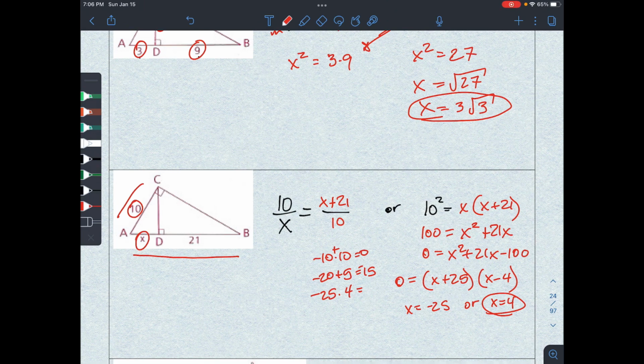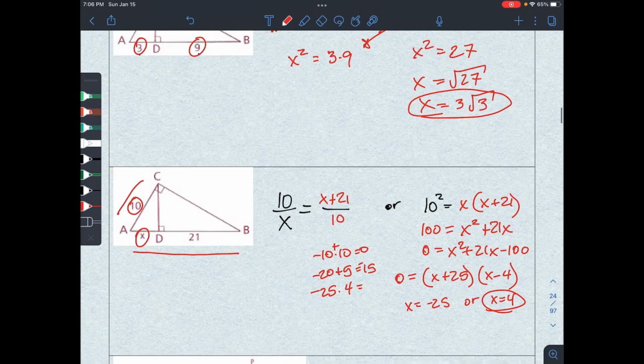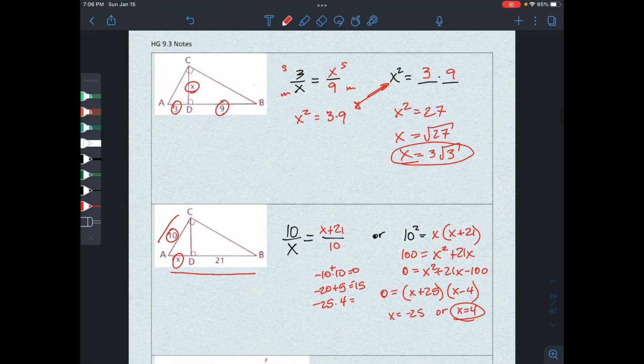Keep in mind, always go back and answer the question that they ask. All right, I'm not going to bother with the proof, so that's it. Good luck in your homework as you work on these altitudes drawn into the hypotenuse.